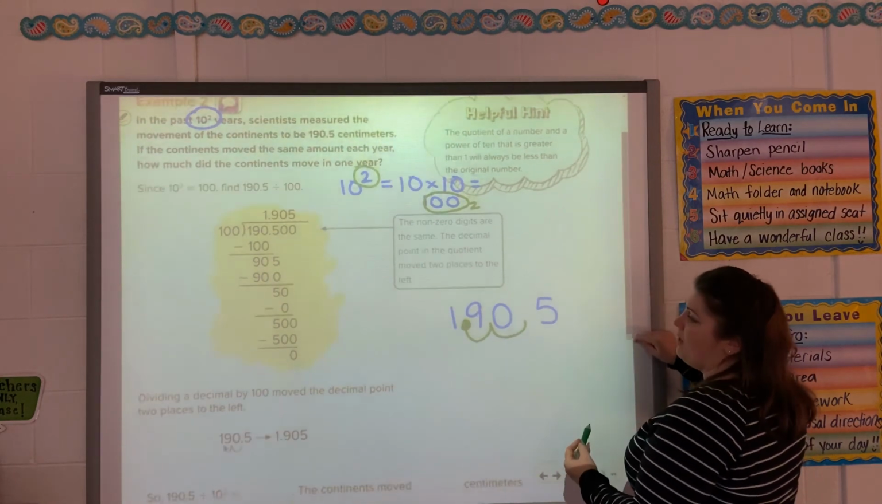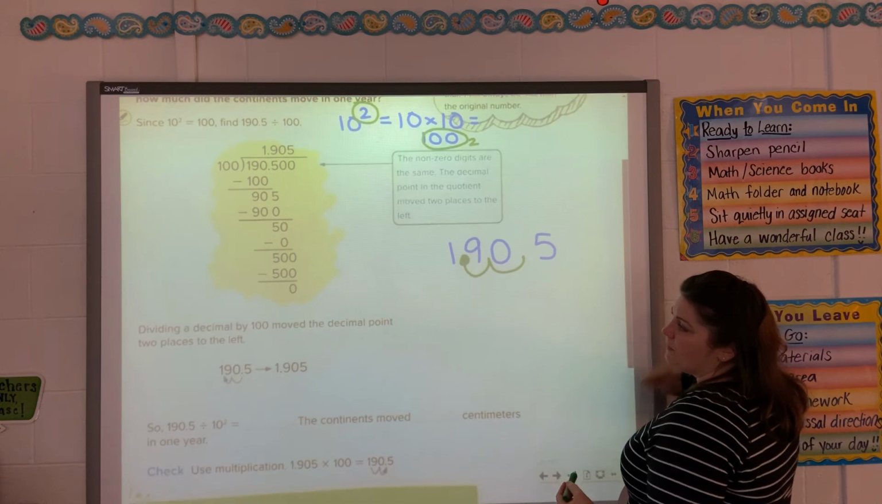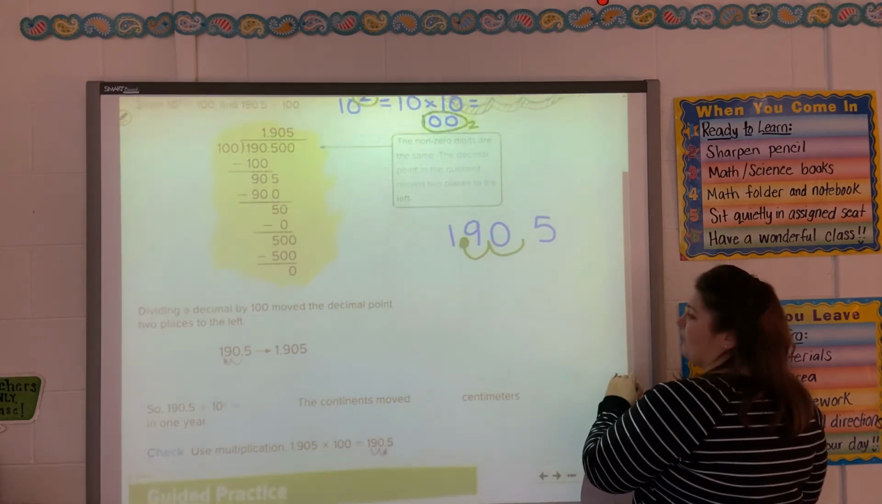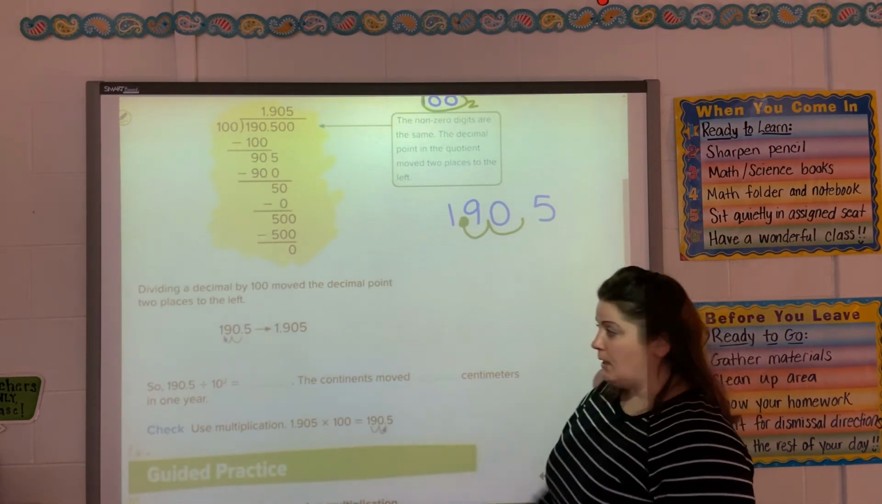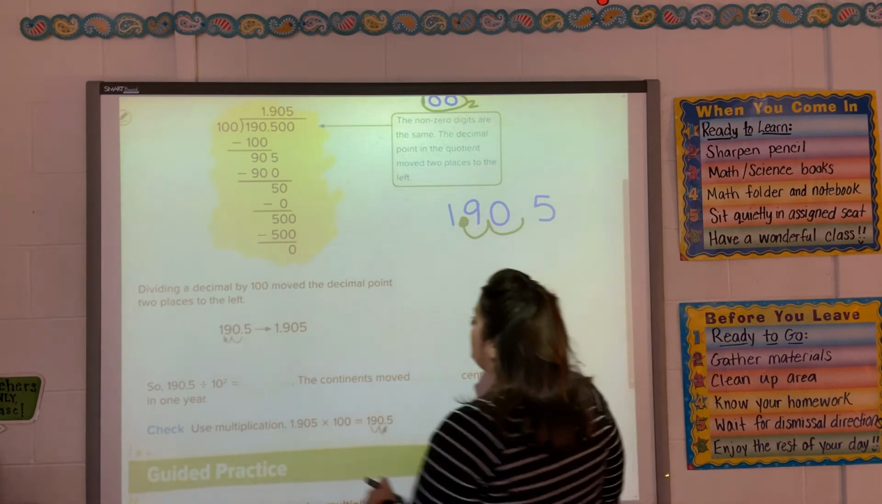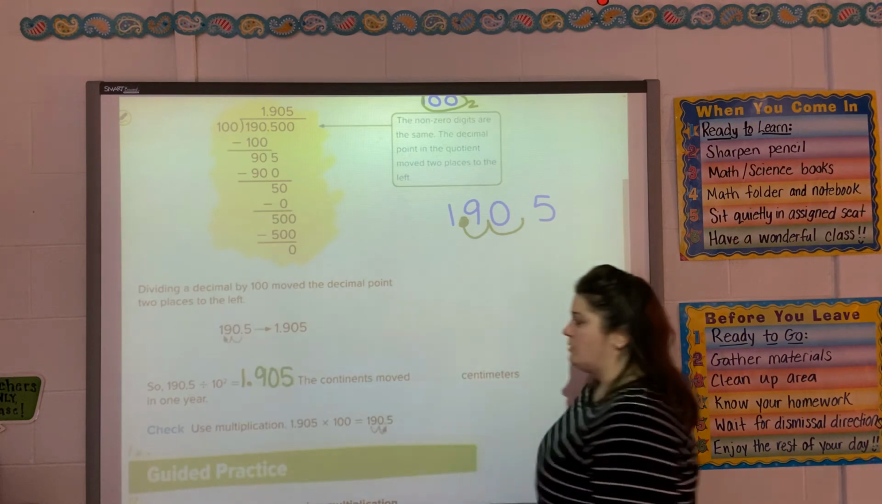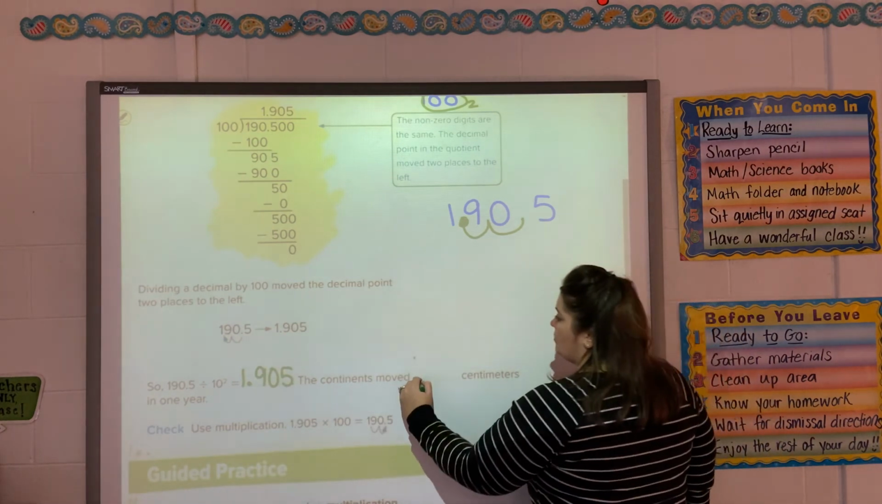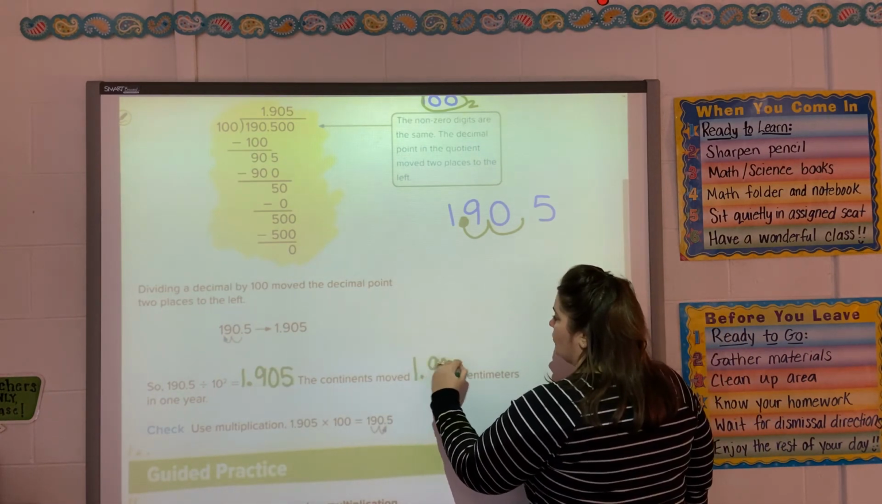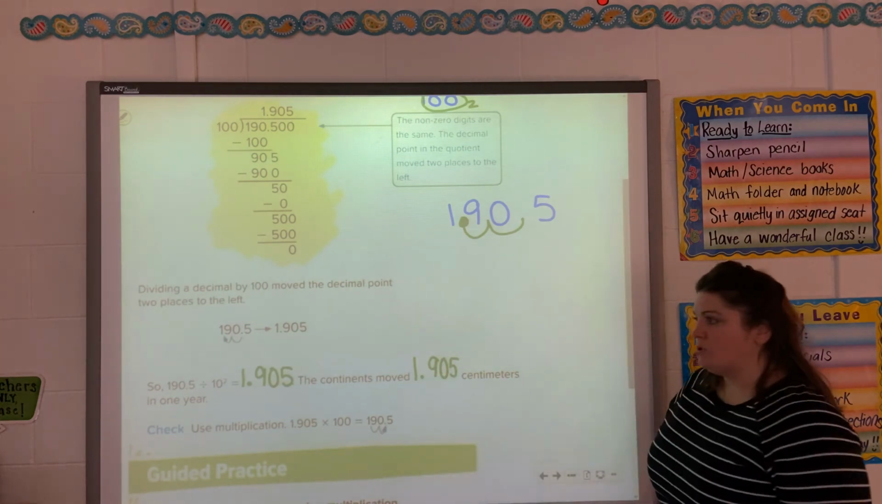1.905. Don't forget that 5. So, 190 and 5/10 divided by 10 to the second power, or 100, equals 1 and 905 thousandths. The continents moved 1 and 905 thousandths centimeters in 1 year.